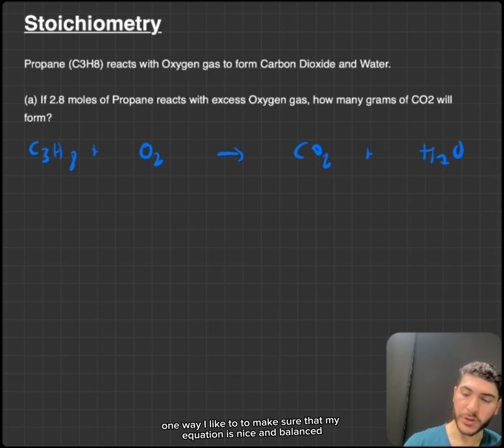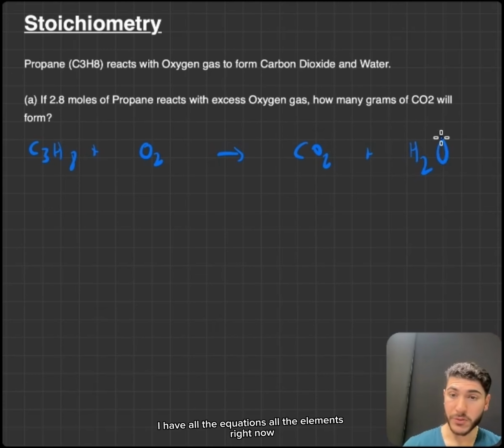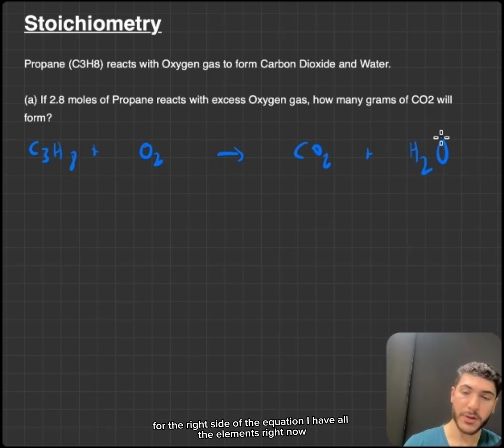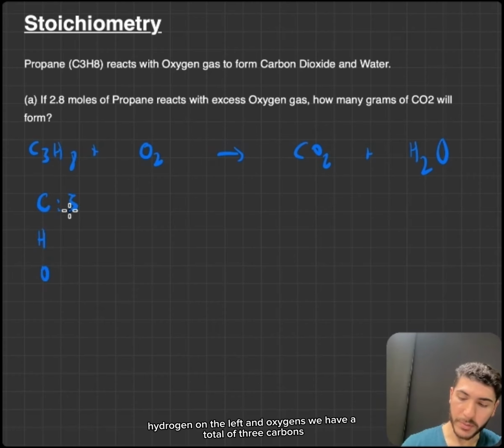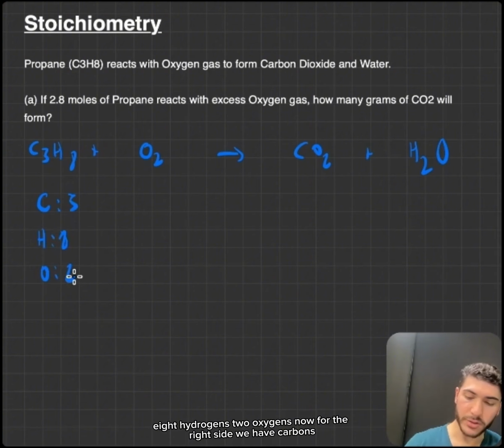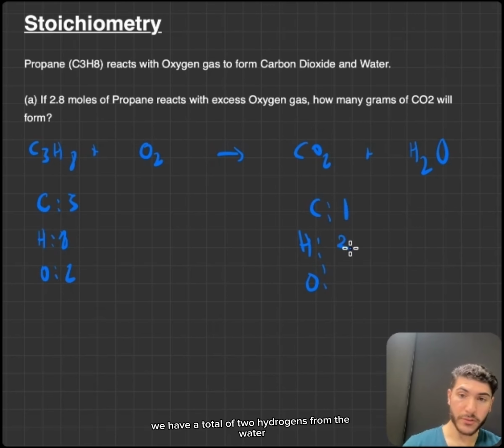One way I like to make sure that my equation is balanced is to list all the elements on the left side and all the elements on the right side, then figure out a way to make them equal to one another. So we have carbons, hydrogens, and oxygens on the left side. We have a total of 3 carbons, 8 hydrogens, 2 oxygens. Now for the right side, same idea. We have 1 carbon from the carbon dioxide. We have a total of 2 hydrogens from the water. And for the oxygens, it's going to be 3: 2 from the carbon dioxide and 1 from the water.